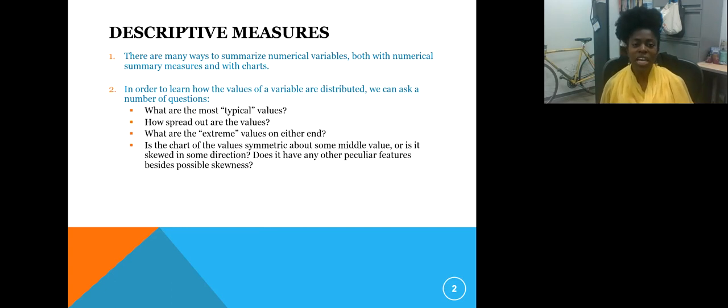Bear with me. So in order to learn how the values of a variable are distributed, we can ask a number of questions. We could ask, what are the most typical values that we see in this variable? What does that mean? What age range is the most typical that we see here? So we see that most people said 41 to 50. The second most typical was 31 to 40, right? But the most typical, right, that's what we are asking. We call that a mode.